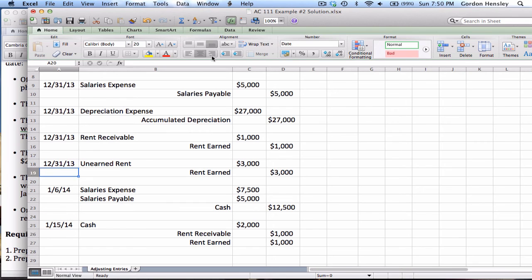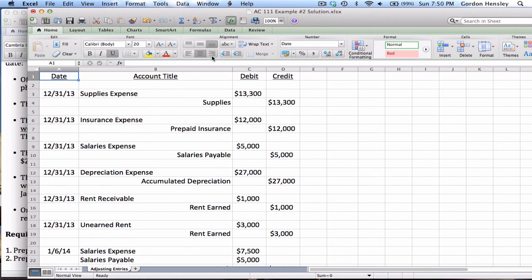So that completes this particular problem on the adjusting journal entries. And like I said, at the end of every accounting period, you have to go through this process and do these adjustments for all these items, because these things need to be corrected before we can move forward to the next accounting period.